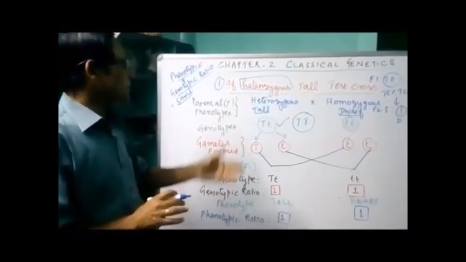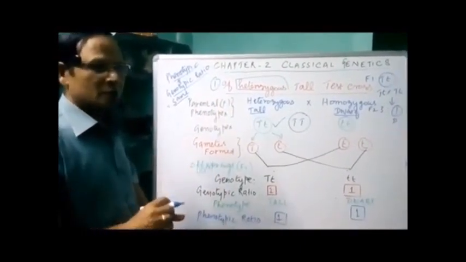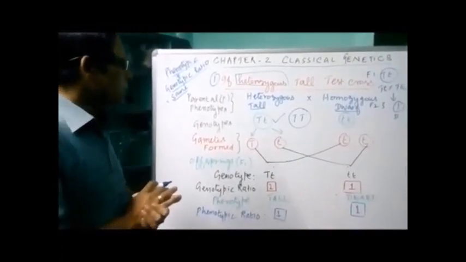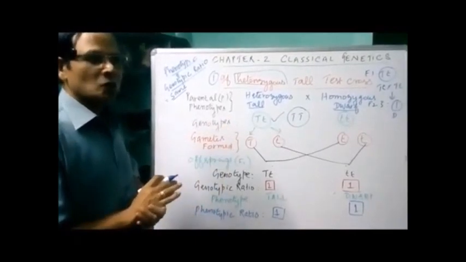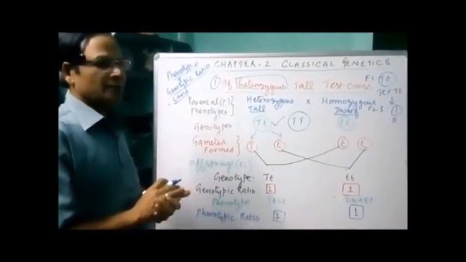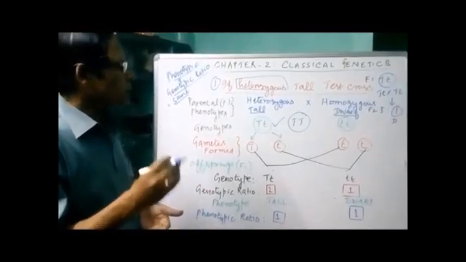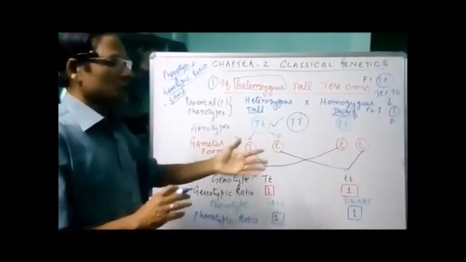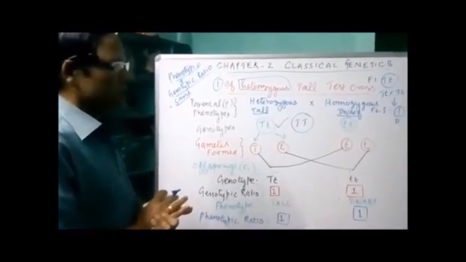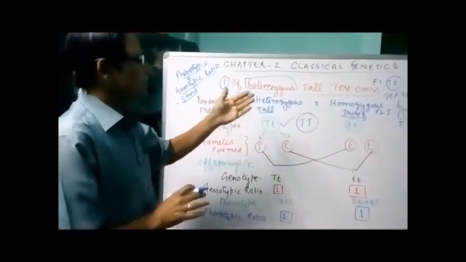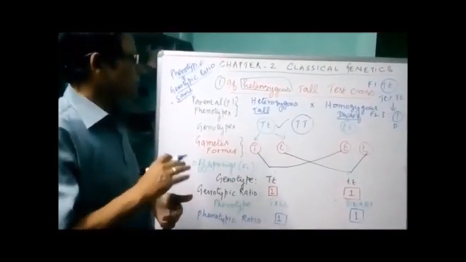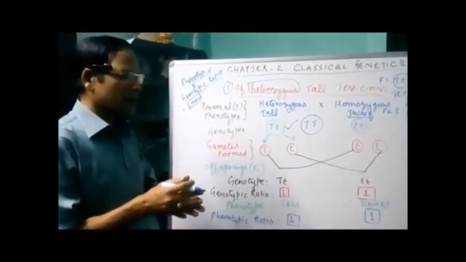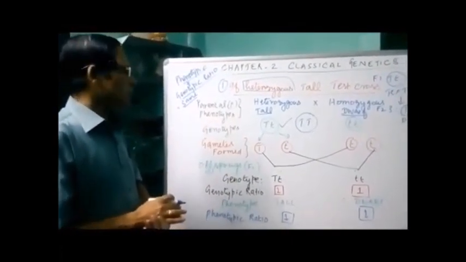He crossed this heterozygous tall, I am using the word heterozygous, simply hybrid tall, with a homozygous dwarf parent. And this cross is called a test cross. Crossing of a dominant parent of unknown genotype with a recessive parent is called a test cross. In that test cross, we obtained the following ratios. The main purpose of the test cross, particularly the heterozygous tall test cross, is to know whether the dominant parent that gave the F1 generation is heterozygous or homozygous. So that is the conclusion.